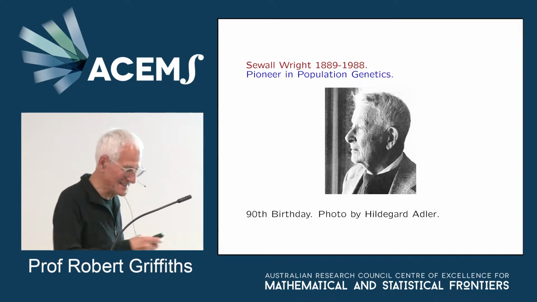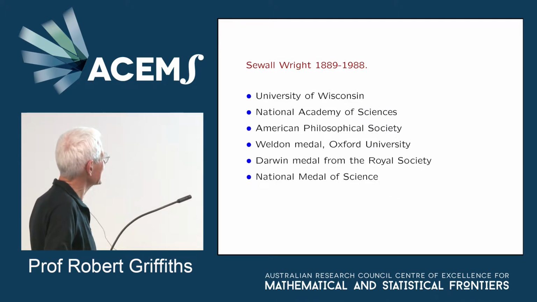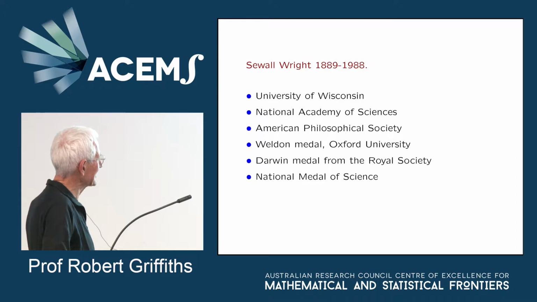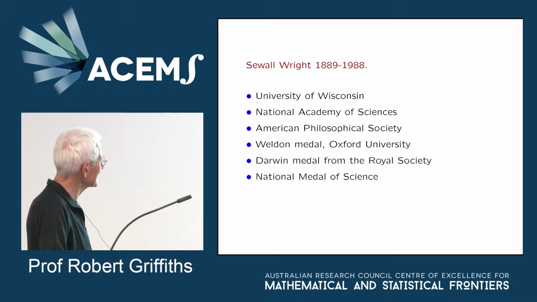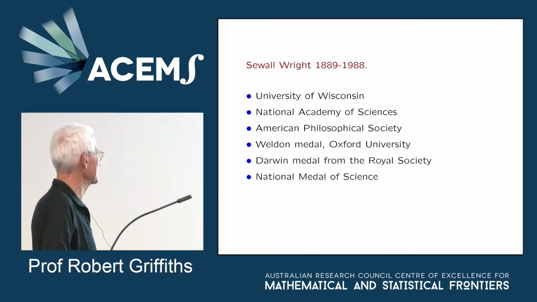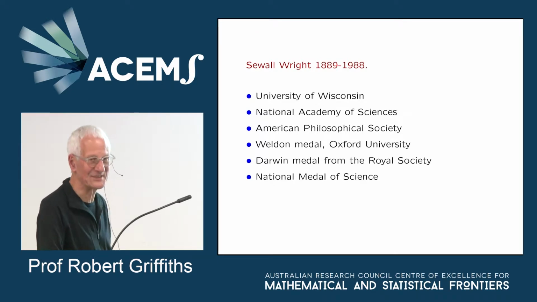Well, let's see his history. So he lived from around 1889 to 1998. He died at 99, I think. Okay. He was at the University of Wisconsin. He was in the National Academy of Sciences, and he won several medals for his work in mathematical genetics.